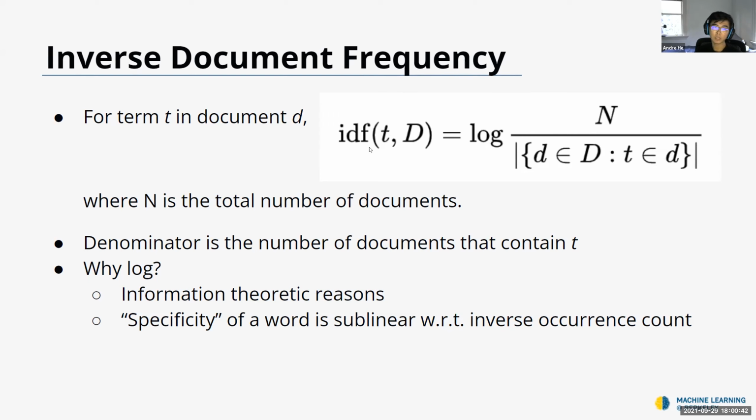And then intuitively, you can think about it as the specificity of a term is sublinear compared to the inverse occurrence count. What I mean by that is when a term becomes twice as frequent across the documents, it should not be half as important. Maybe it should be like 1.5 times less important. But this log here just ensures that it doesn't decrease linearly as it would if you didn't have the log.